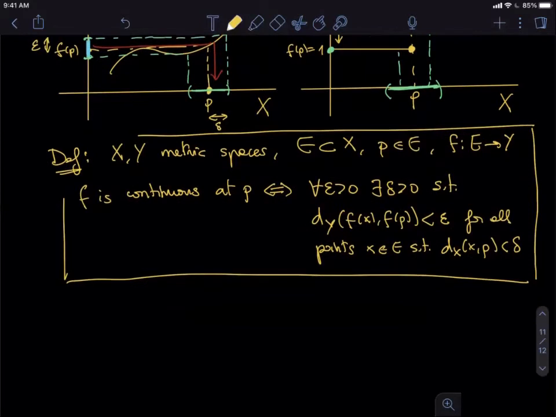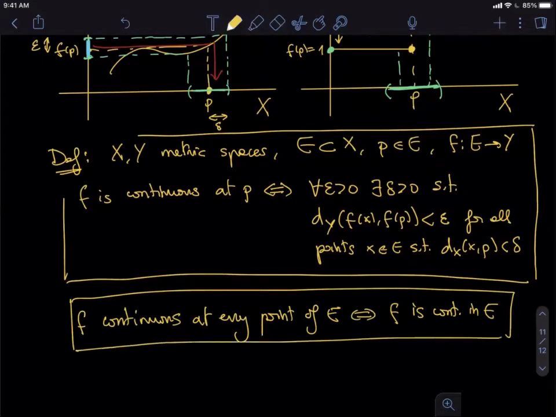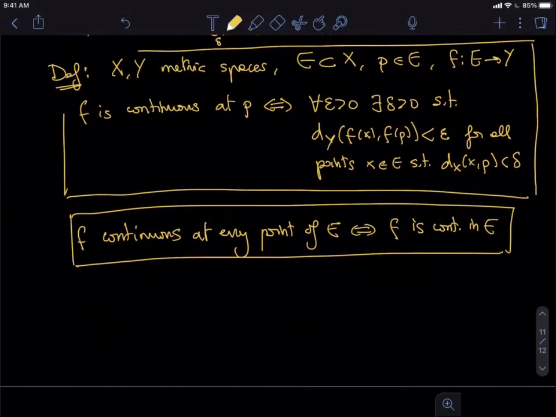Of course, if f is well defined and continuous at every point of E, then we say that f is continuous in E. So we need to check the previous definition at every point. And about being defined: f needs to be defined at the point P in order to be continuous at P. Otherwise, it doesn't make sense.